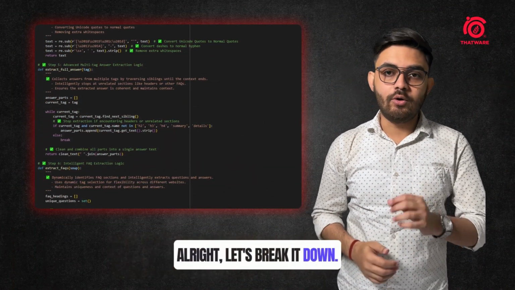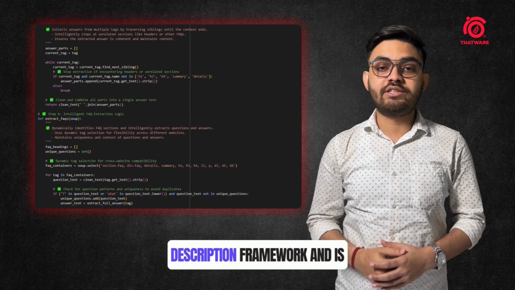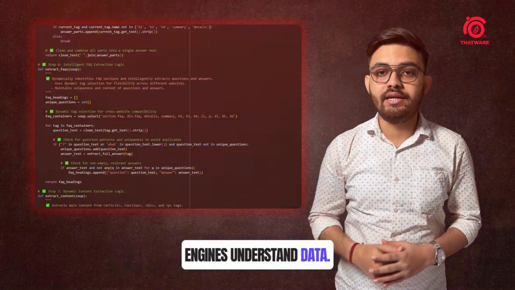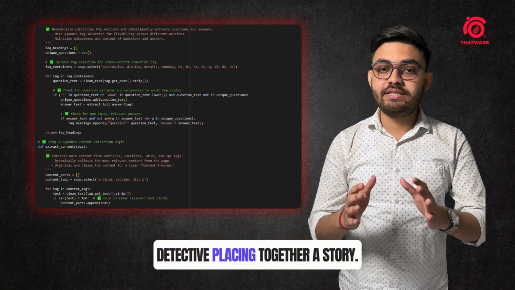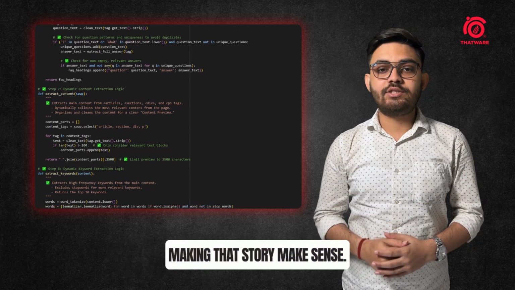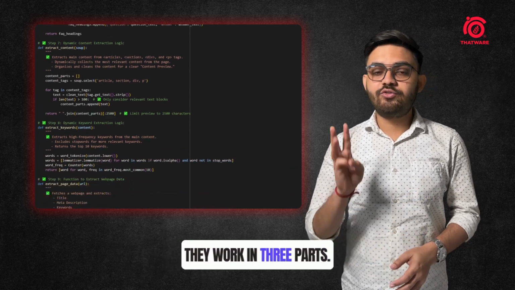Alright, let's break it down. RDF stands for Resource Description Framework and is the backbone of how search engines understand data. Imagine Google is like a detective piecing together a story. RDF Triples are like clues, making that story make sense. They work in three parts.